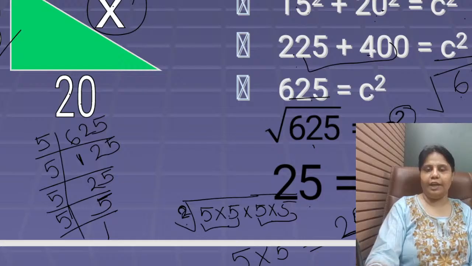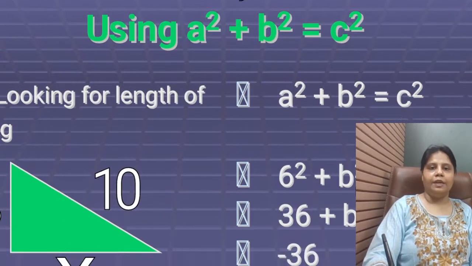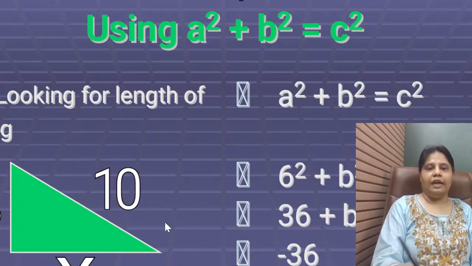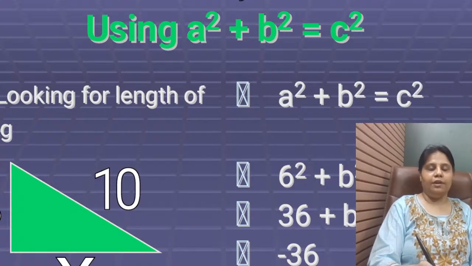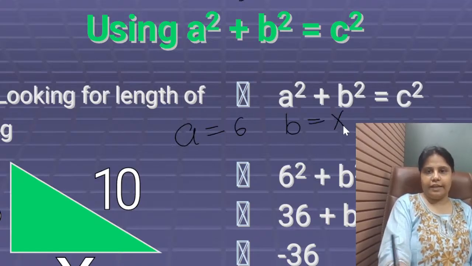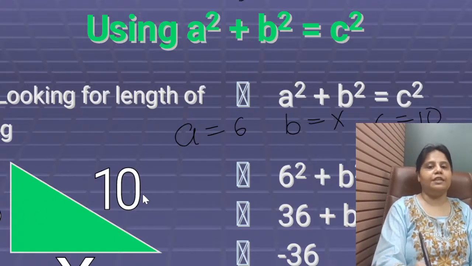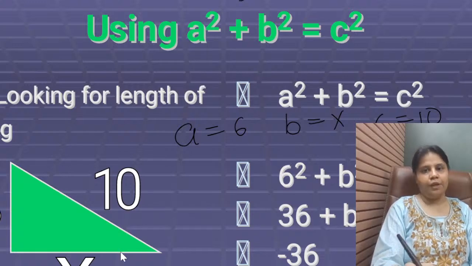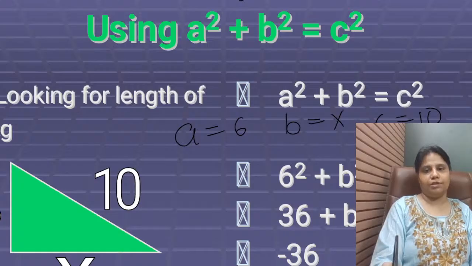Yes. Now we will move ahead. Now, in this question, other than the hypotenuse, the base is unknown. So here A is equal to 6, B is x, and C is 10. We will apply the same formula, as the lengths of two sides are given and the third side we need to find. So A square plus B square is equal to C square. So 6 square plus B square is equal to 10 square. 36 plus B square is equal to 100.